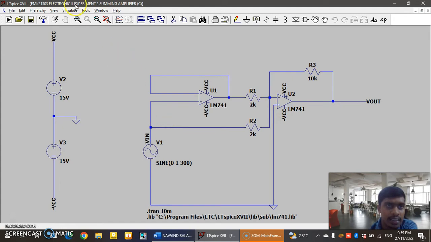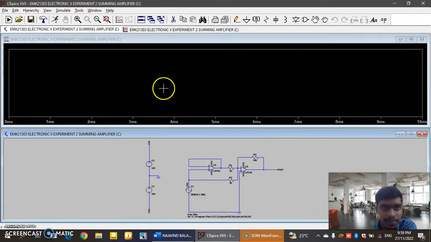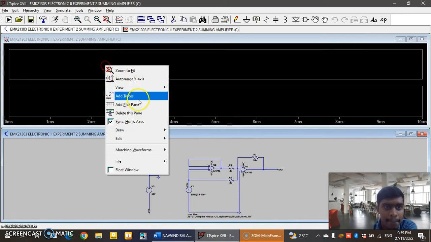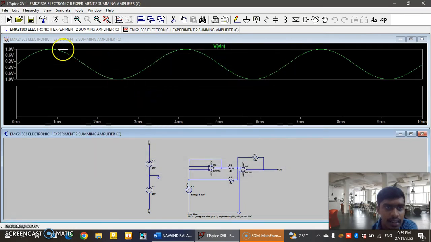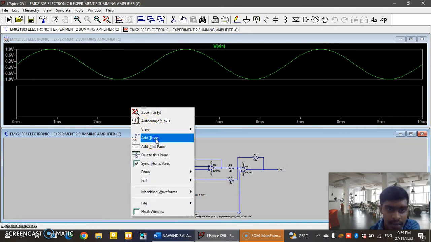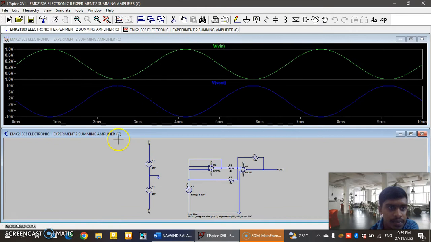A summing amplifier makes it a short and simple V out. So once I run this, I will get my V in is this one, starting from 0 to 1 volt. That means this one is 1 volt, and then my V out is 10 volt because my power supply is 15 volt. But when it's passing through the amplifier, it will be a bit less to get the proper V out.